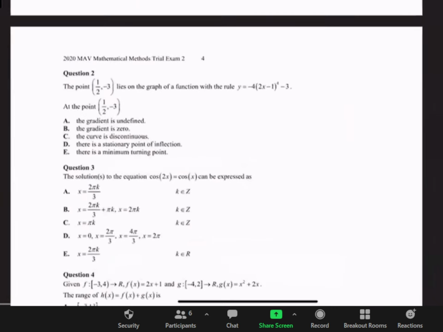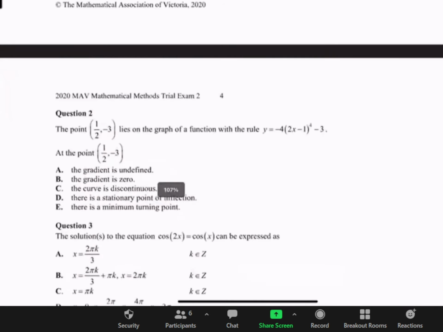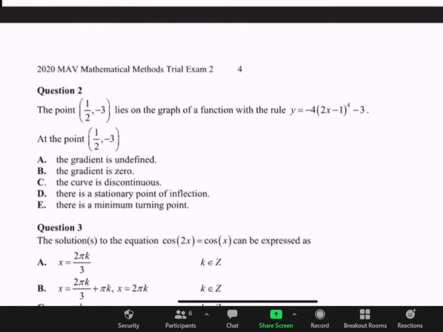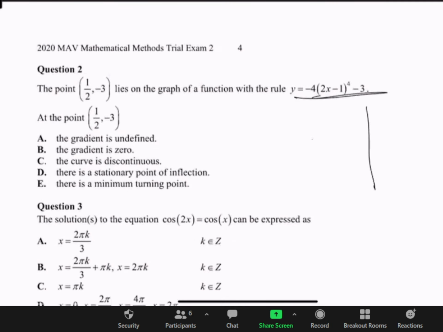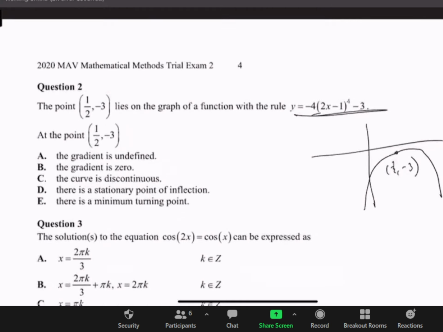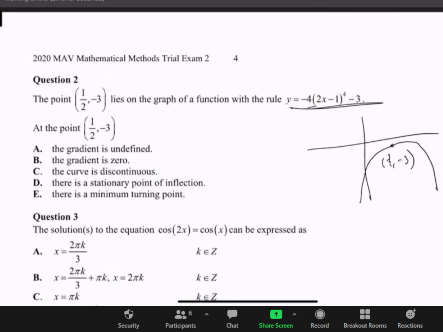So for this question, we have a point and it lies on the graph of this one. So the easiest way to do this one is just to graph this, put that into your CAS and check what the curve looks like. I'm pretty sure it looked something like this, and this was half, -3. So you know that's a stationary point. So it's when dy/dx is equal to 0. So then that's when the gradient is 0.